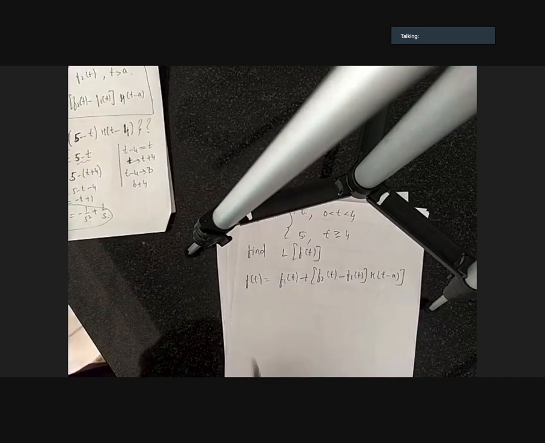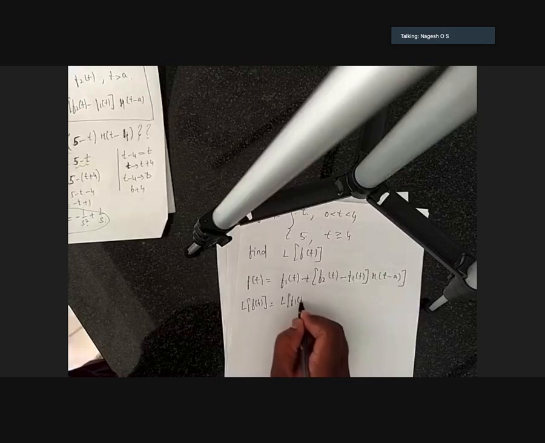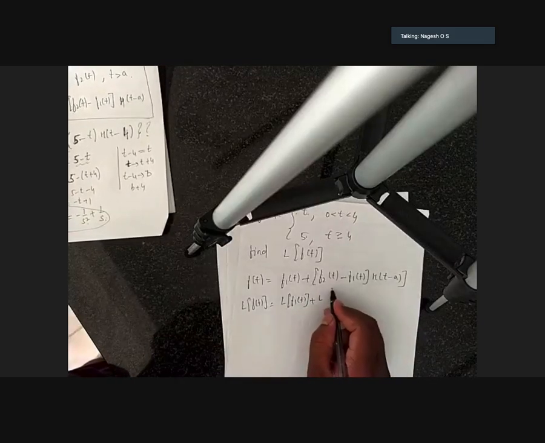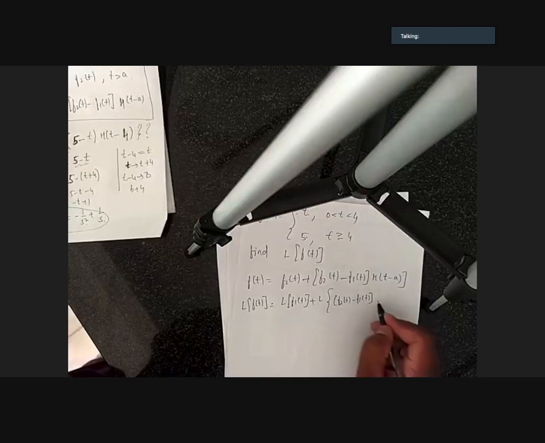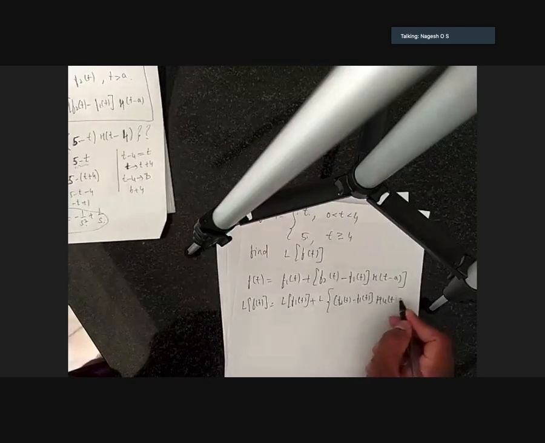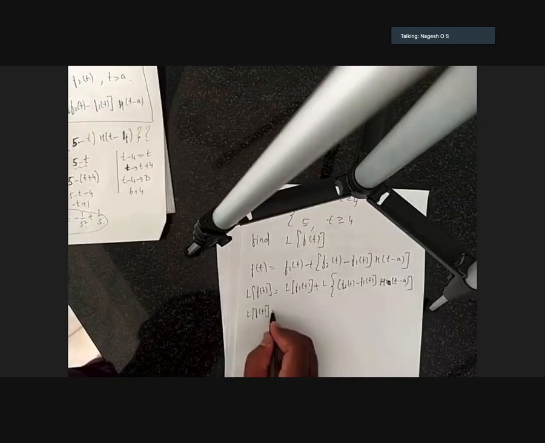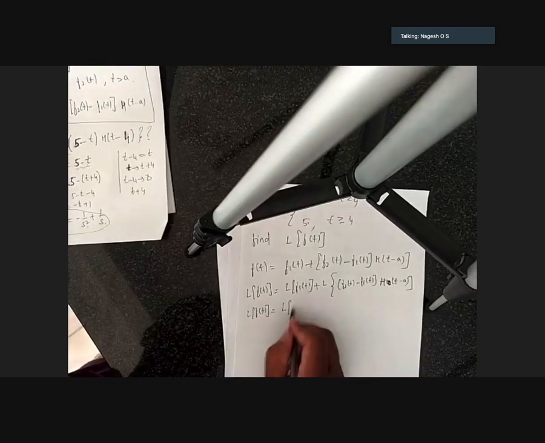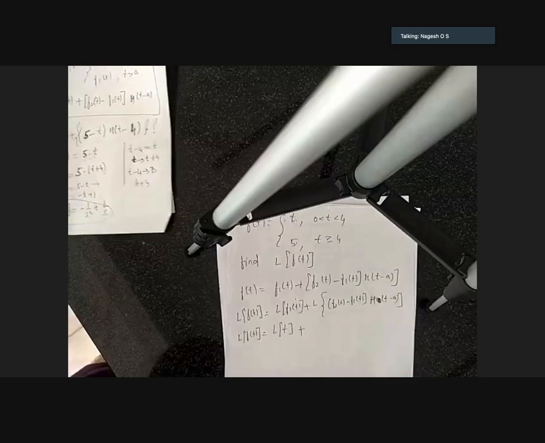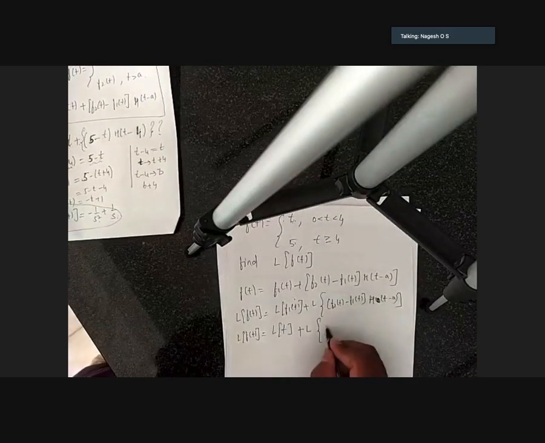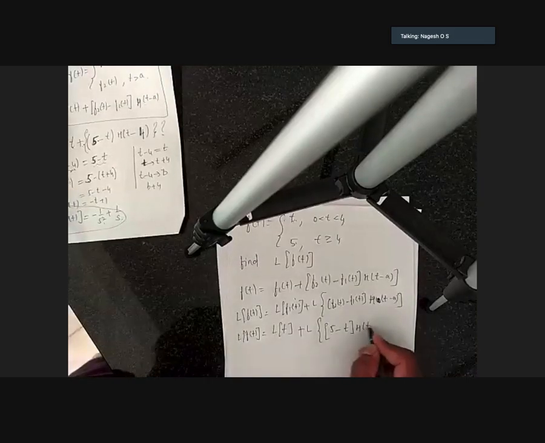Correct? Laplace transform of f of t I need. So Laplace transform of f1 of t plus Laplace transform of f2 of t minus f1 of t into h of t minus a. Now L of f of t is equal to L of f1 of t, which is L of t, because in place of f1 of t you have t. Next, Laplace transform of f2 of t minus f1 of t: f2 of t is 5 and f1 of t is t, into h of t minus 4.